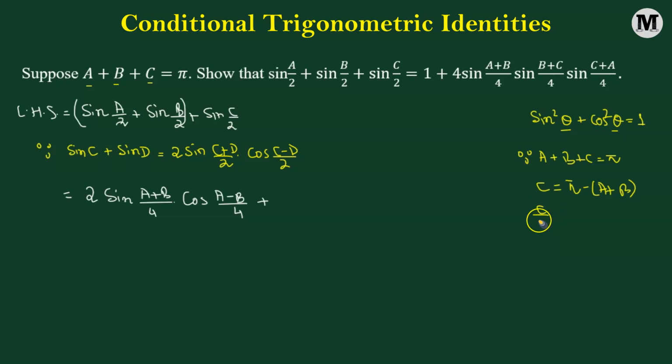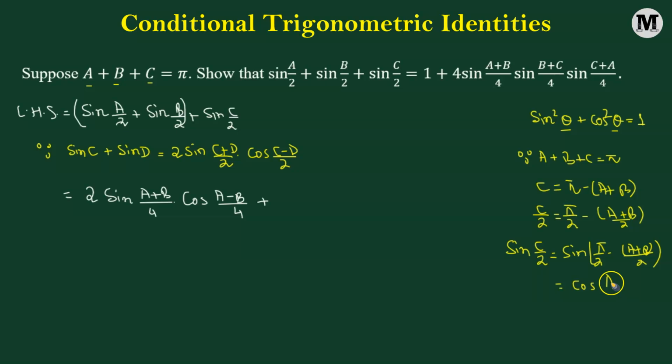Now we're going to take half of that angle, so we have c over 2 equals pi over 2 minus (a plus b) divided by 2. Since we need sine c over 2, we take the sine function on both sides such that we get sine of c over 2 equals sine of the angle pi over 2 minus (a plus b) over 2. Now what is sine of pi over 2 minus some angle theta? This is simply equal to cosine of that angle theta, such that we get cosine of (a plus b) over 2. In other words, sine of c over 2 is the same as cosine of (a plus b) over 2, provided the sum of the three angles equals pi radians.